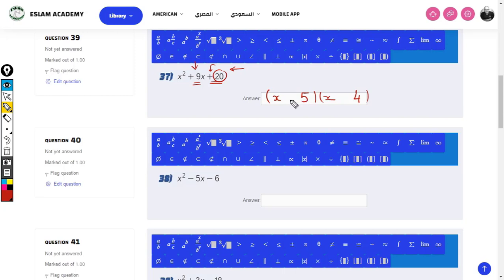The sign of the middle is the sign of the greatest number. Once 20 is positive, it means the two numbers have the same sign, or positive multiplied by positive equals positive.